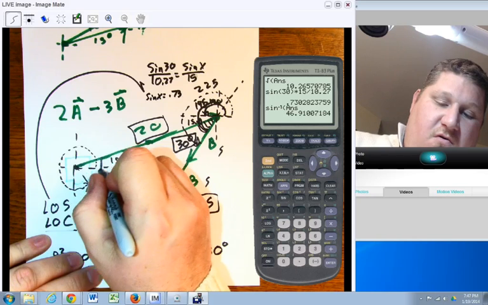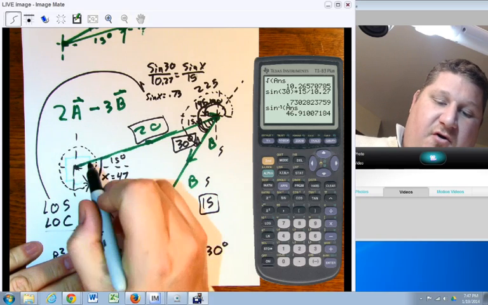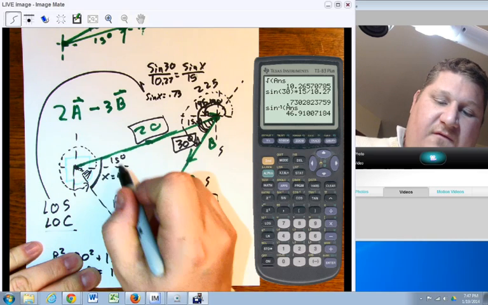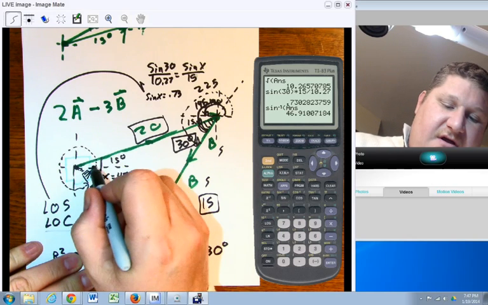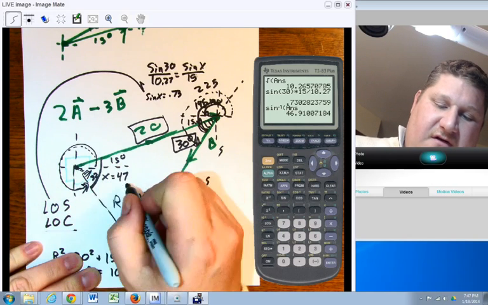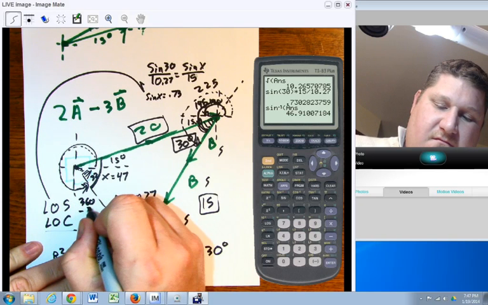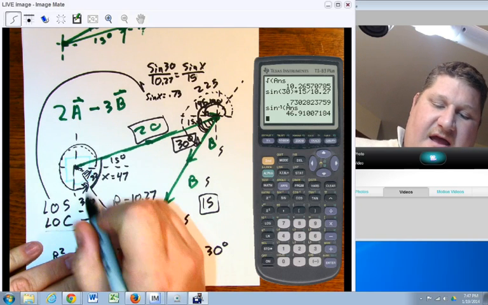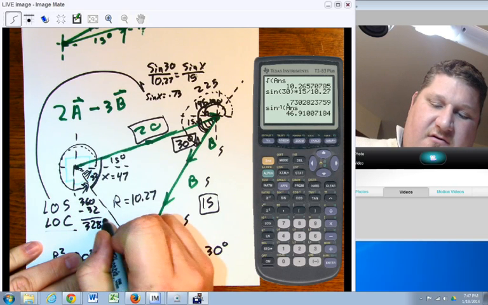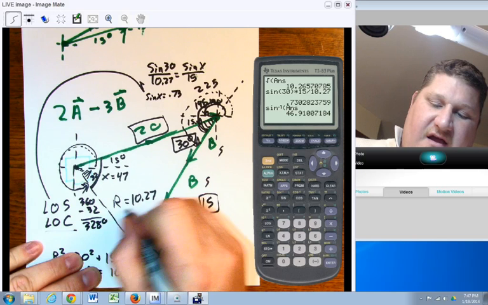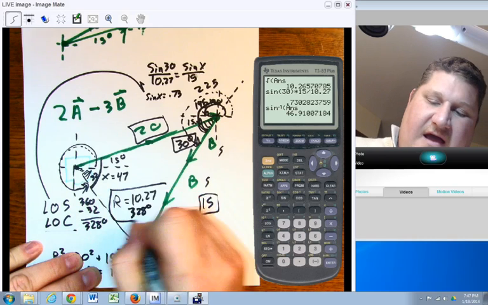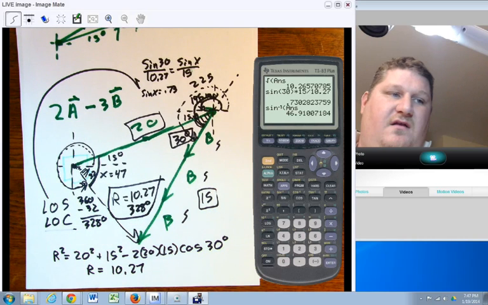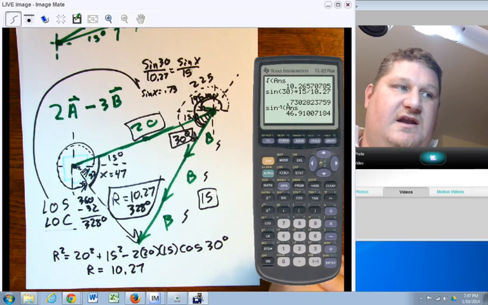Now folks, if the whole thing is 47, how do I find this bit? Well, 47 minus 15 would be 32. So 360 minus 32 means that I have 328 degrees. So my vector is at 10.27 at 328 degrees. That is my full vector. It's going to be a lot of steps. It's going to be a lot of pictures, so you need to be patient as we work through these problems.